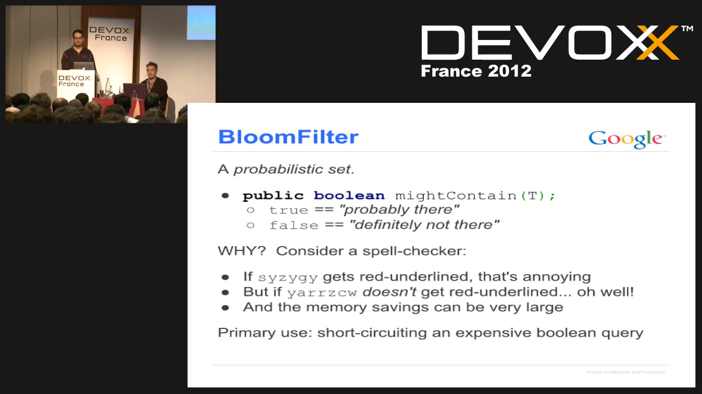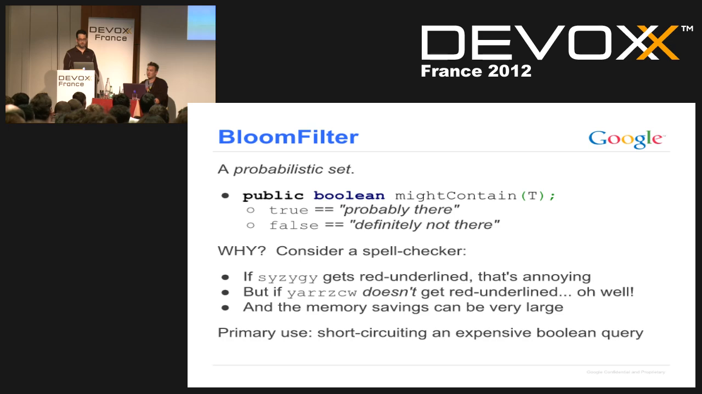It is a probabilistic set. What that means is, you can ask it for containment. You can say, does this set contain this element? But what you get is a probabilistic answer. The method is called mightContain. And a true result means, I probably have that element. And a false result means I definitely don't have that element. And if you're wondering why you would ever want a probabilistic set, sometimes you have more elements in this thing than would ever fit in memory. But the BloomFilter representation in memory is very compact compared to a giant hash set.